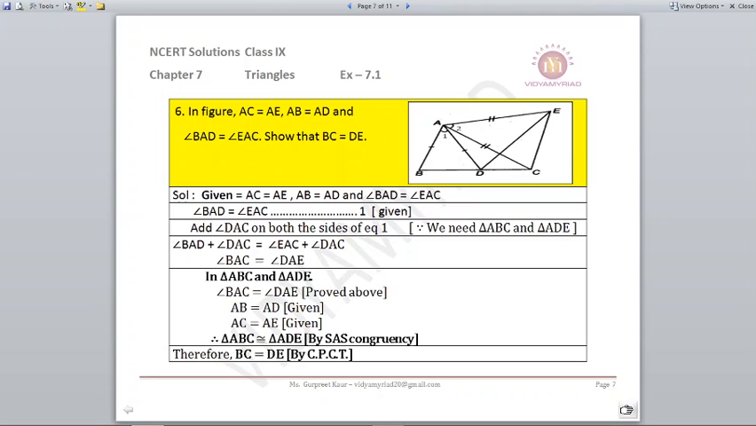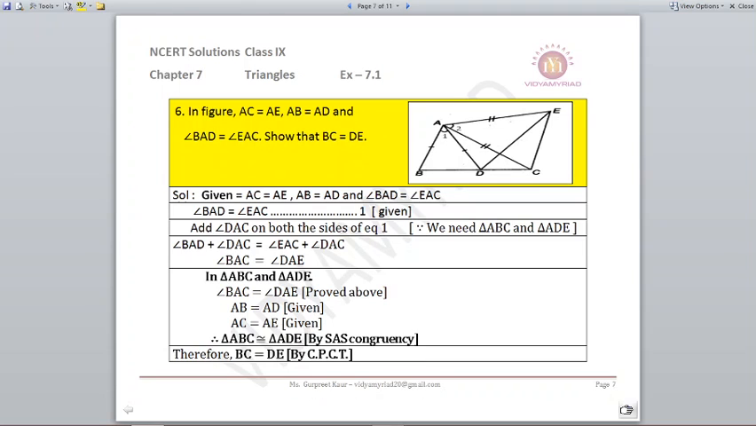in both the triangles. So what we will do is, in order to get a proper angle, we will add angle DAC to both angle 1 and angle 2. When we add that, we will get the whole angle BAC and BAE. That is the full angle of that triangle.